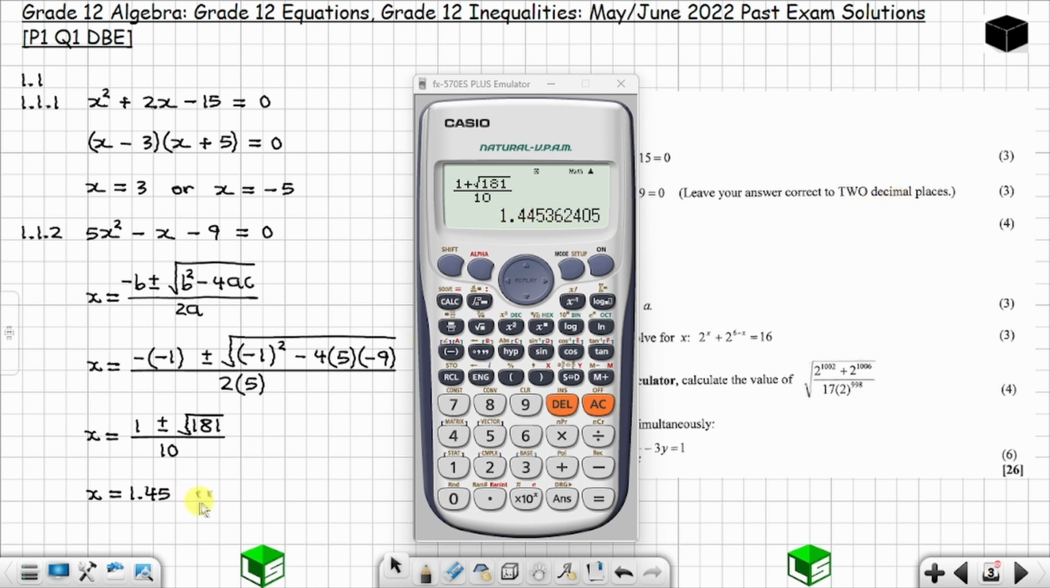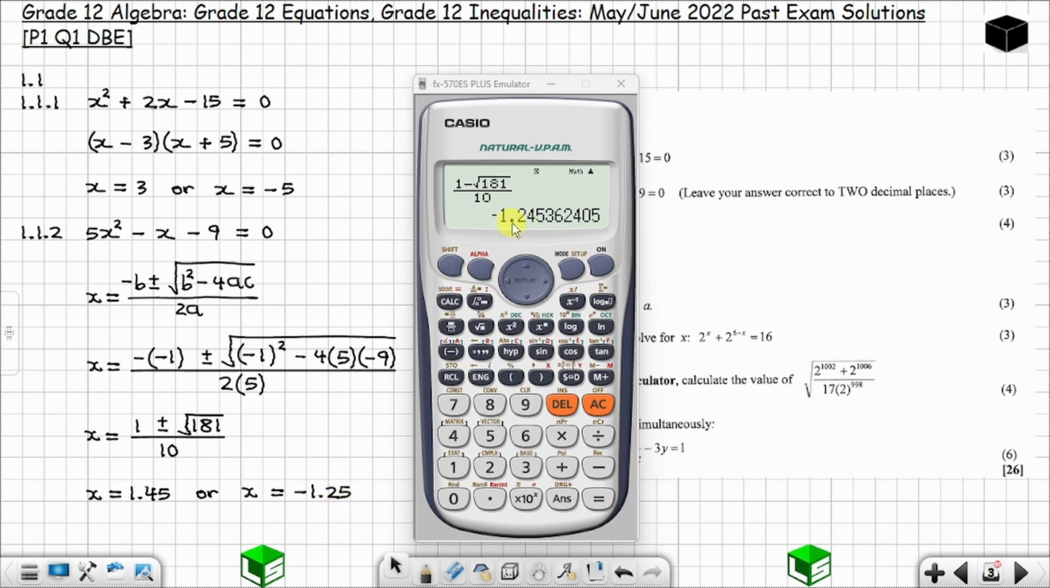Or x is equal to, now you are going to use minus. After using plus, you are going to change it to minus. Let's do this. I'm going to delete the plus and put minus. And what is the answer? The answer is negative 1.25. You can see that.